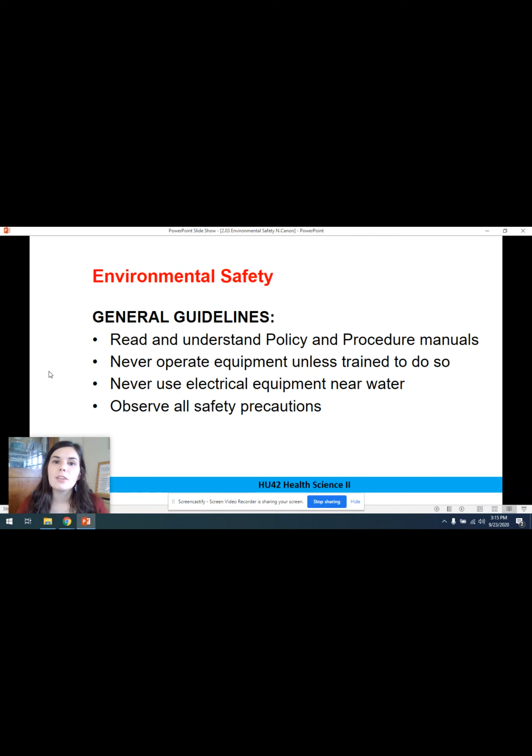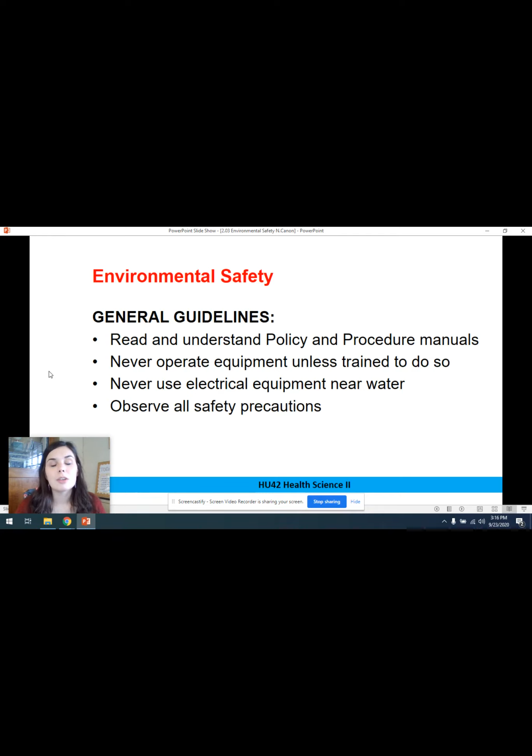Some general guidelines when it comes to environmental safety is just making sure that you read and understand all the policy and procedure manuals and never operate any equipment unless you've been properly trained to do so. For example, one of those lifts that we showed last Thursday, you should not be using one of those lifts to move a patient if you have not received the proper training, because you could accidentally not strap them in correctly or not use it right and drop them or injure someone.